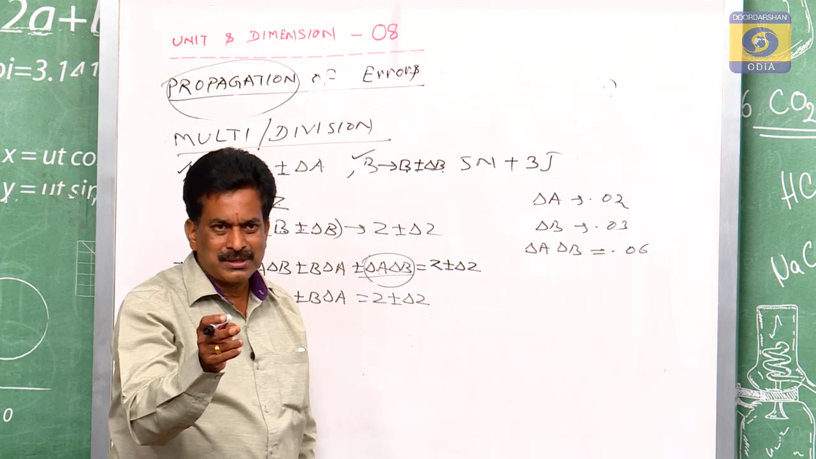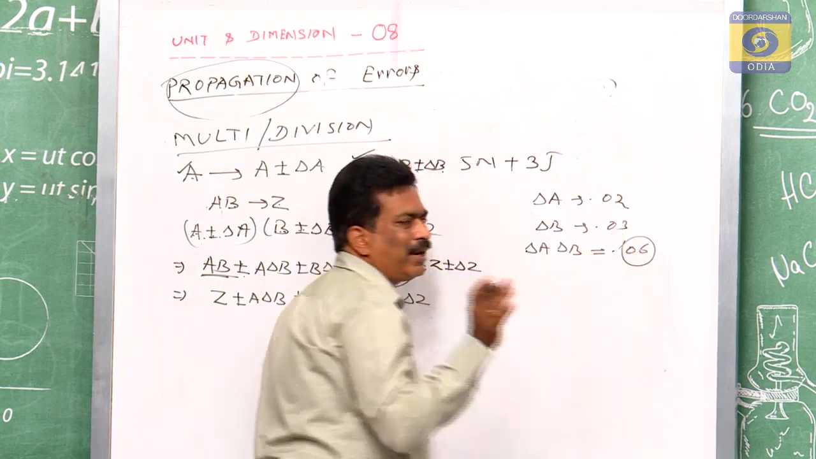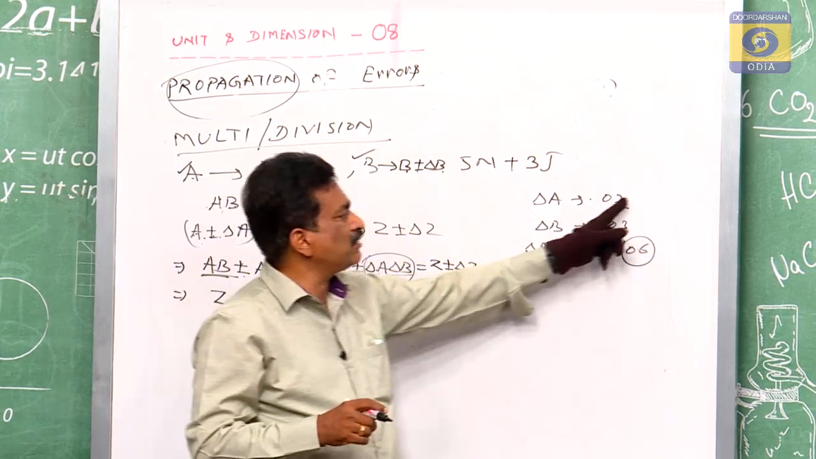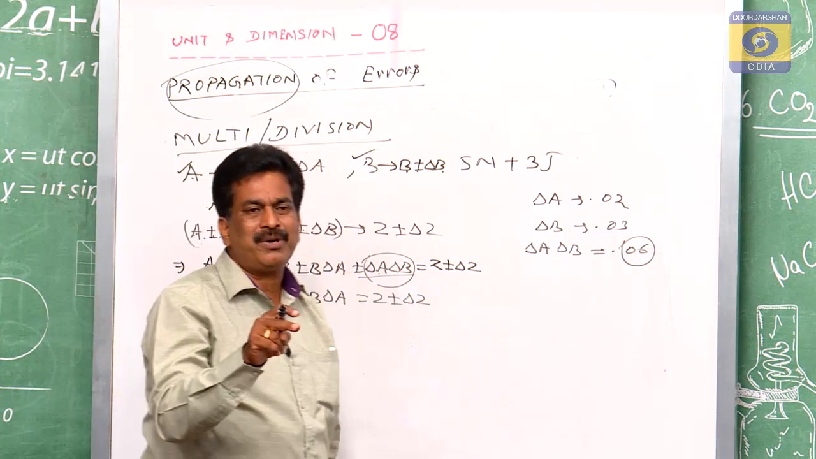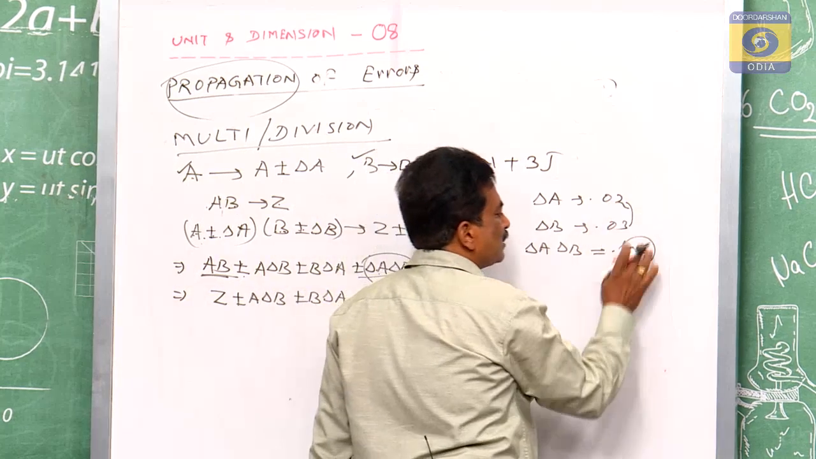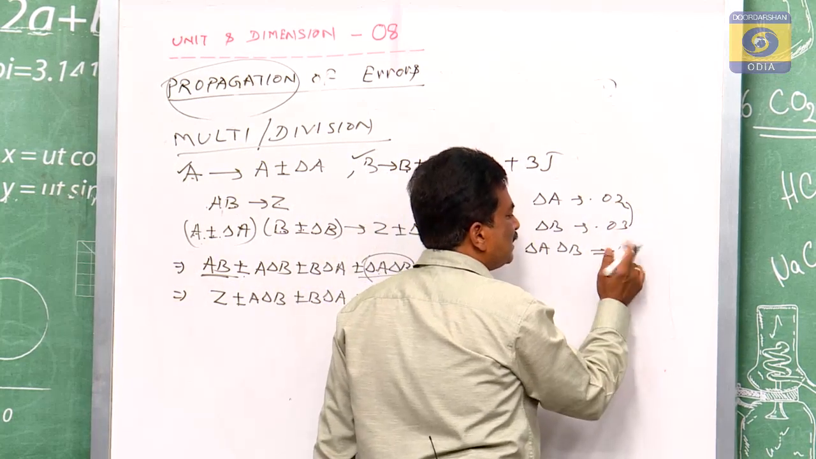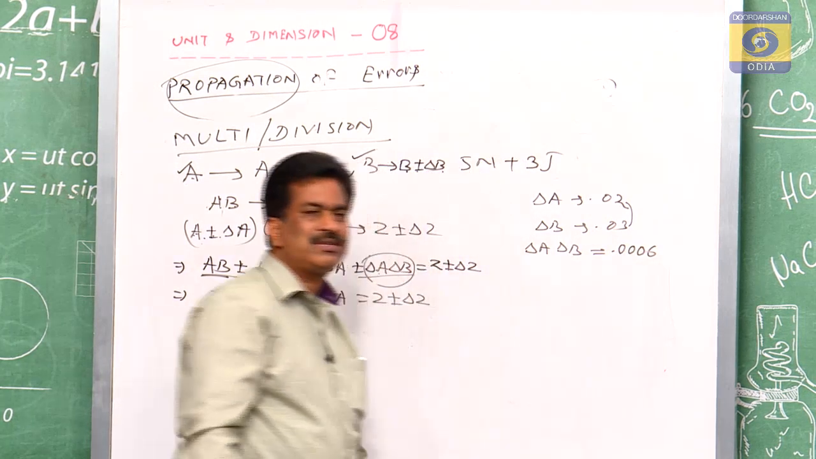No, no, no. Sir, that will not be 0.06, because each has 2 decimal places. When multiplied, it will have 4 decimal places. But the value is 6. If there are 4 decimal places, then we have to put 3 zeros before the 6.